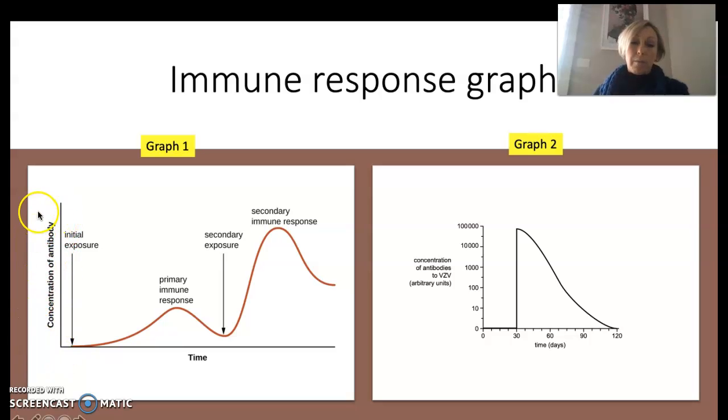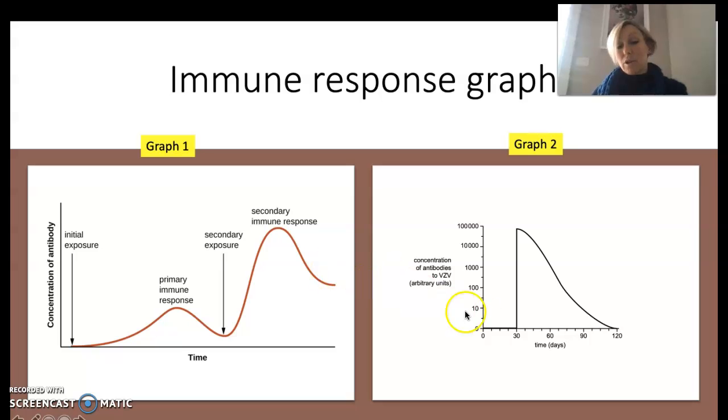Here we've got on both of the graphs, the y-axis is the concentration of antibodies. Now here we've got a specific antibody. They've actually named the pathogen, whereas here it's just a general graph. The x-axis in both scenarios is time. What I'd like you to do for graph 1 is explain this first peak. What's happening here in this decline after the primary immune response? So what's actually happening? What's causing that to happen? And then describe the secondary immune response.